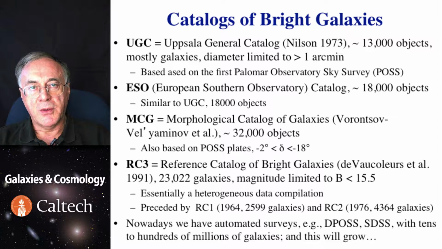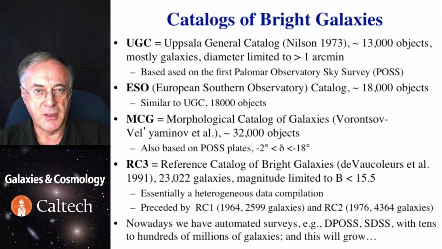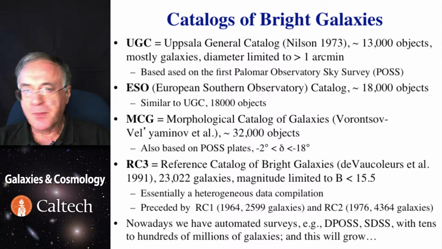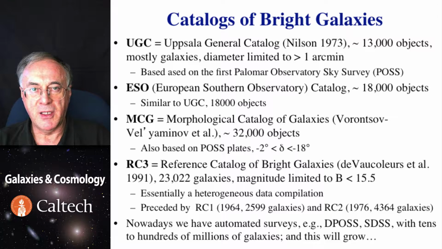UGC was extended to the southern sky using a southern sky photographic survey to ESO Uppsala catalog. In parallel, Vorontsov-Velyaminov in the Soviet Union produced what he called morphological catalog of galaxies. Zwicky also had a catalog of galaxies as well as clusters. Gérard de Vaucouleurs and his collaborators compiled not simple catalogs that would list positions, magnitudes, maybe diameters, but everything that was known about bright galaxies at the time. And those were called reference catalogs, ending up with the third one of those.